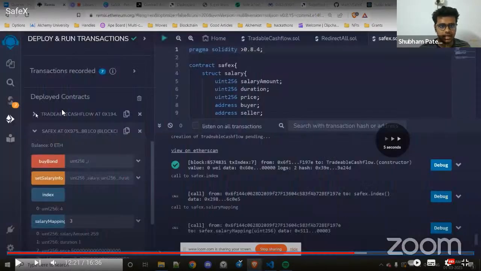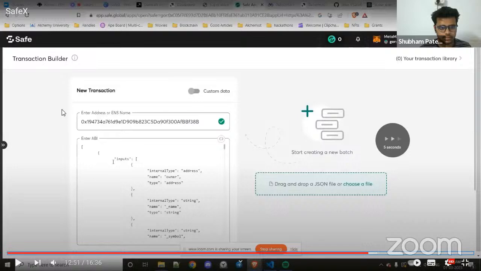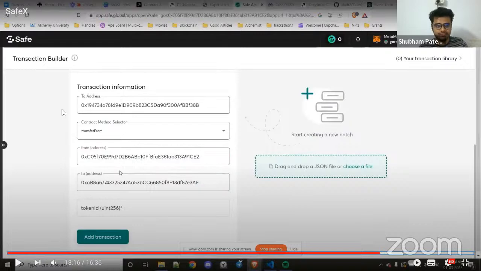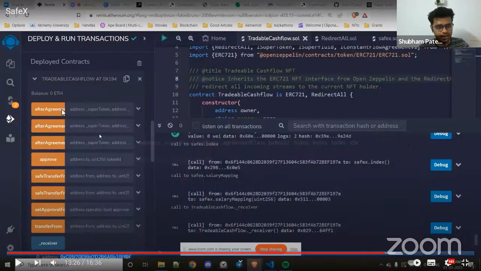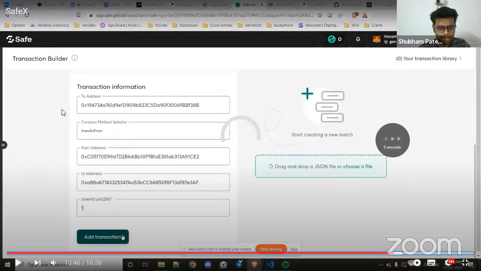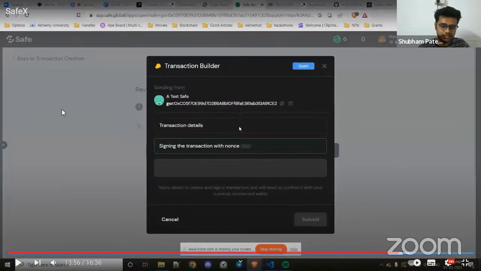As you can see, I have to enter my deployed contract's address plus its ABI, and the address of the new person who has bought it. The from address will be the Safe's address, and the token ID of the tradable cash flow NFT, which would be 1. And then I'll initiate the transaction.